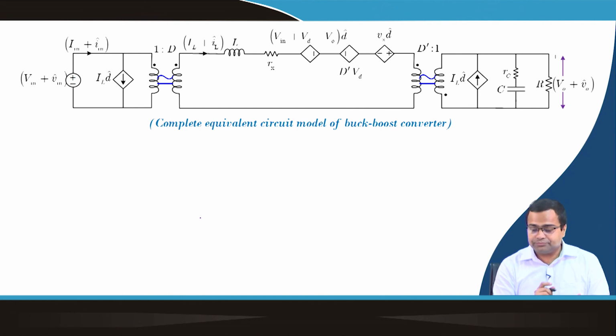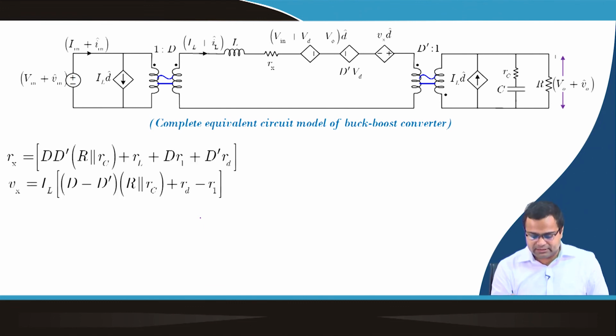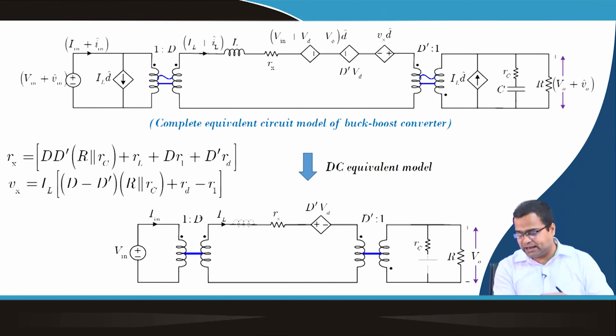Here what we need to do? We need to replace the inductor by a short, and the capacitor has to be open. And if you do that, then the DC equivalent circuit can be obtained, and from this equivalent circuit we need to find out what my voltage gain is. That is my first point.